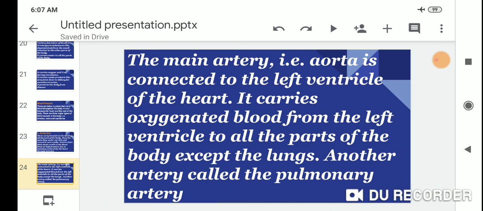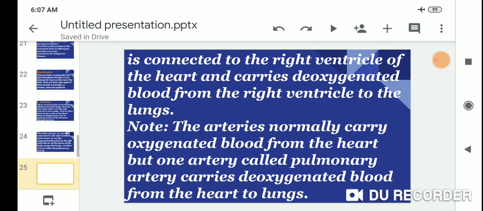The main artery, the aorta, is connected to the left ventricle of the heart. It carries oxygenated blood from the left ventricle to all parts of the body except the lungs. Another artery, called the pulmonary artery, is connected to the right ventricle of the heart and carries deoxygenated blood from the right ventricle to the lungs.